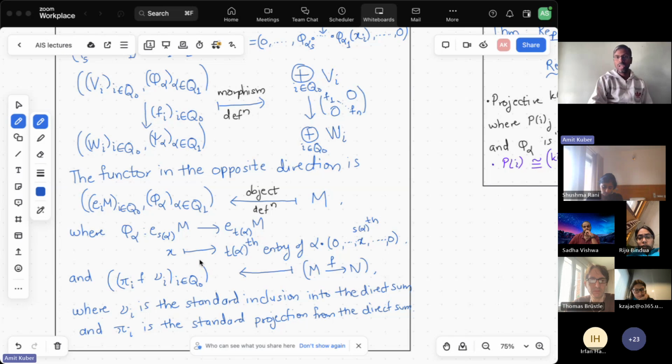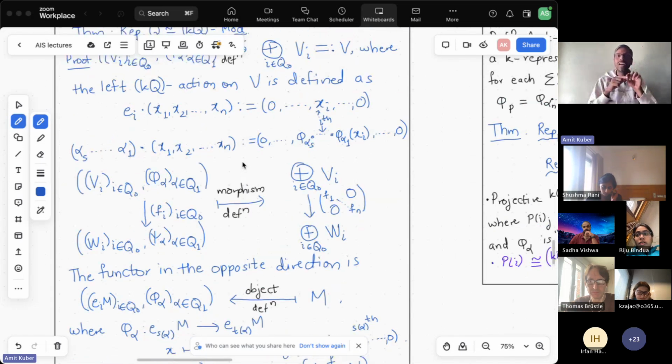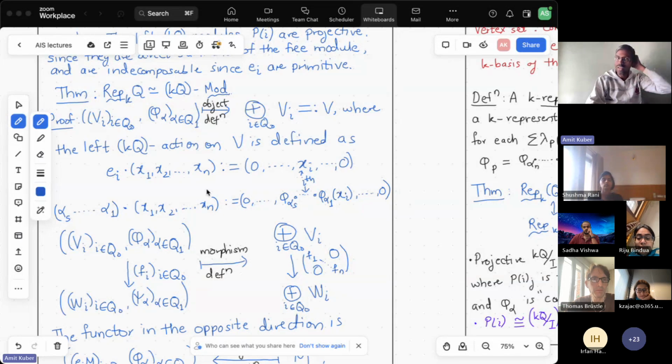Okay, so nothing hard is happening. You just have to verify that these two maps are quasi-inverses of each other. These two functors are quasi-inverses. You may not reach the same point where you started, however, you can reach something isomorphic. Any questions so far?